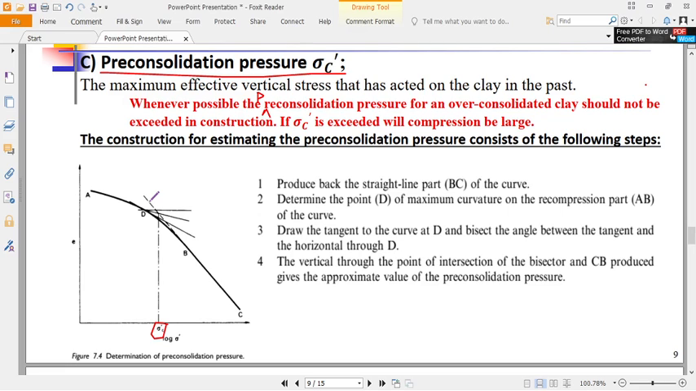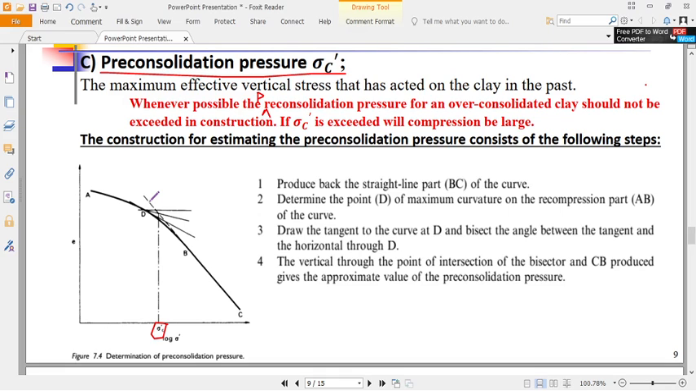So you are going to look at an example. In the lab, they did what is called the odometer test. The compression readings are obtained in the odometer test. Initially, this was the thickness of the specimen which was put. No, this was the dial gauge. Sorry, this was the dial gauge before the application of any stress. Is that okay? So the dial gauge was at 5 millimeters, but the initial thickness of the specimen was 19 millimeters.